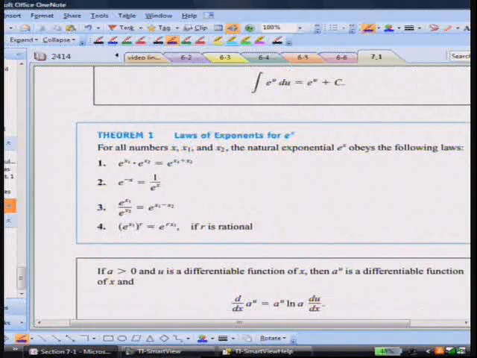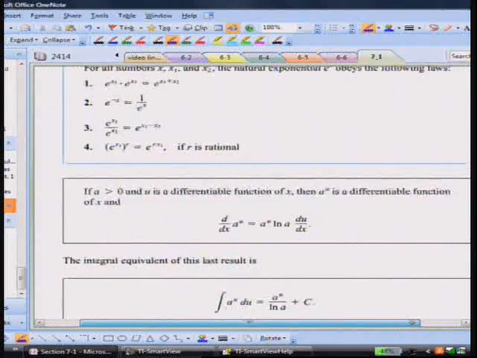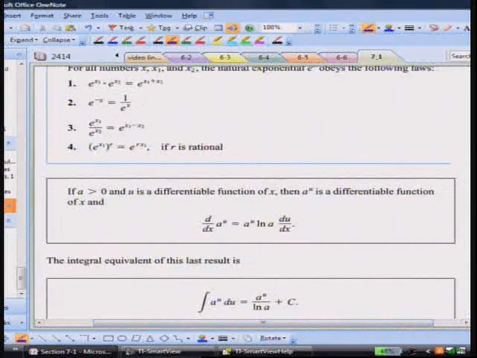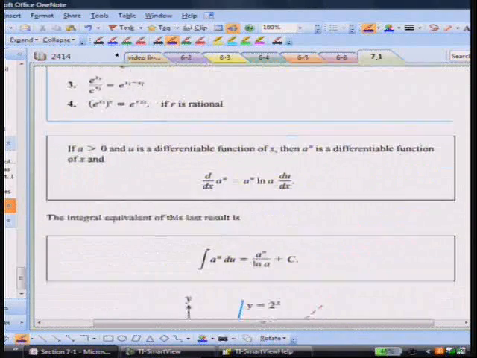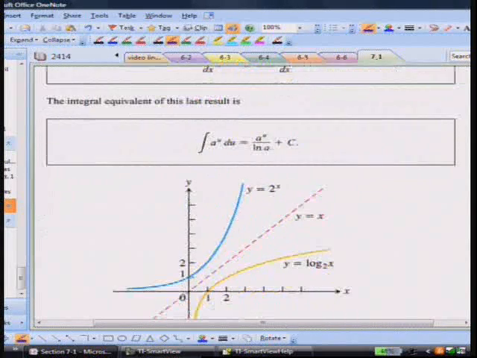Okay, and then it turns out that you don't have to deal with just e to the x. You can be dealing with a different number, or e to the u. You can be dealing with a to the u, and then here's your derivative of a to the u, which is going to be a to the u ln a du dx. And we did these in calculus 1. And the integral is a to the u over ln a plus c.